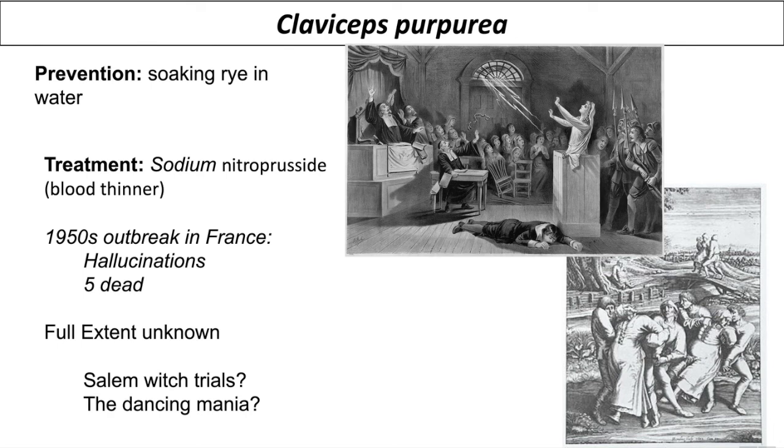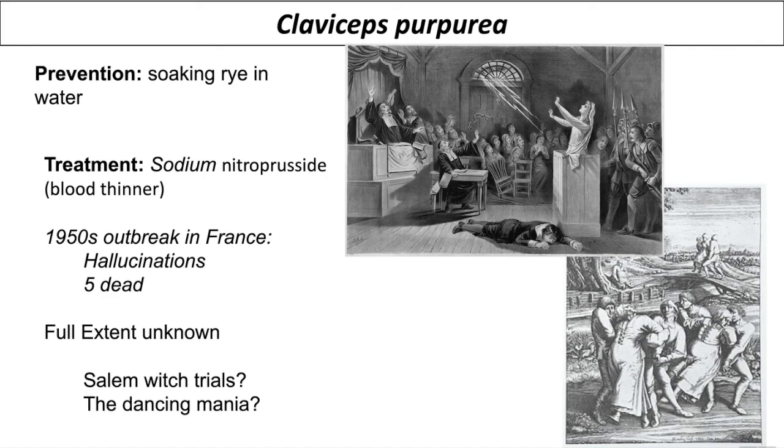If somebody has already been exposed to the ergotamine molecule, then there is a treatment for it. It's sodium nitroprusside. That's a blood thinner. And if you can catch the symptoms and diagnose the disease quickly enough, treatment with this blood thinner, as well as monitoring, can allow someone to have enough time to clear the ergotamine out of their system and recover.